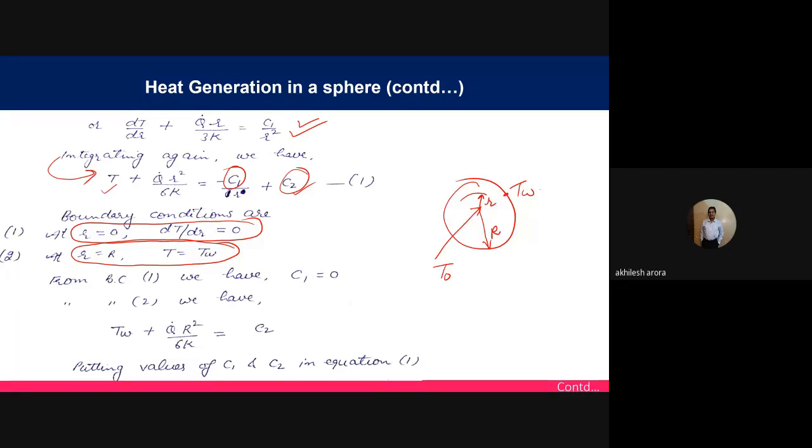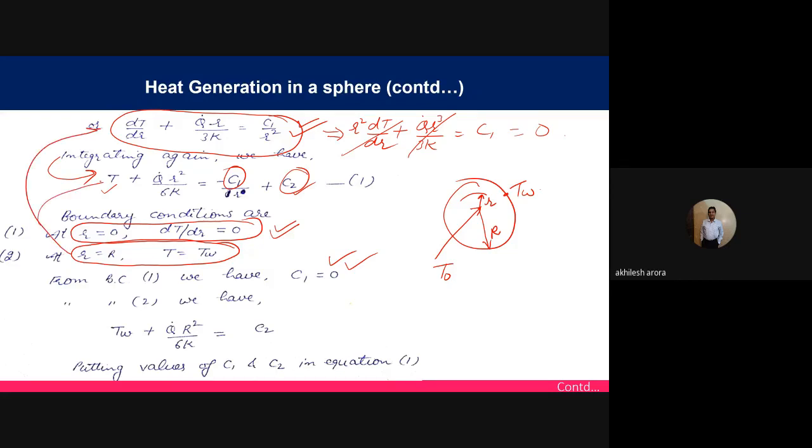So once again, you can see it here. If you use this particular equation and you use the first boundary condition, what do you get? This equation can be written as r square dt by dr plus q dot r cube by 3k is equal to c1. So you can see, if you put the value of r as 0, this will go, and c1 will come out to be 0. So that is what we have written here. And then from the second boundary condition, when we put it in this particular equation, T is equal to TW, and r square can be replaced by capital R square.